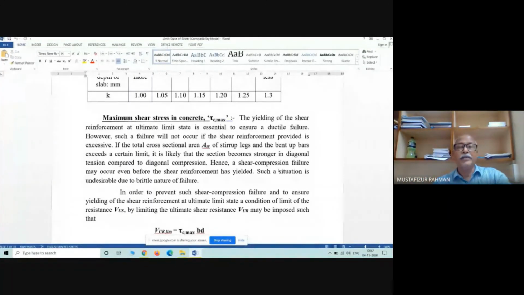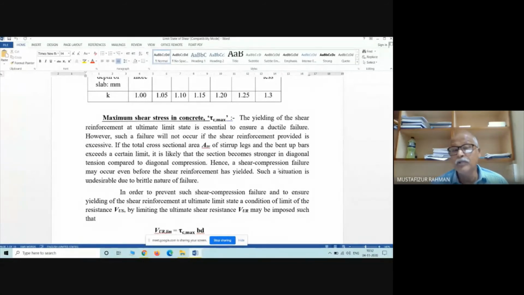Compression failure is very dangerous in case of a concrete member because it will not give any indication. If the member is getting tension, it will give indication. Compression failure means it is a brittle failure. Brittle failure is a failure which occurs without giving any indication.